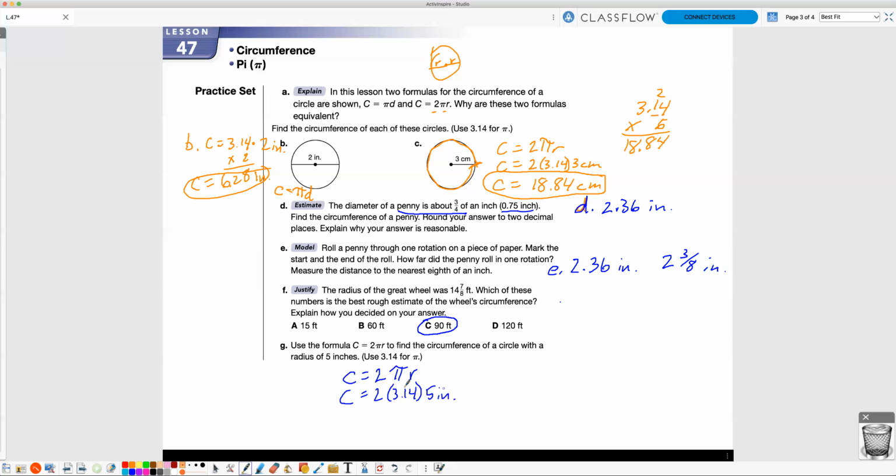I know that 5 times 2 is 10, and if I take 10 times 3 and 14 hundredths, I know that I need to move the decimal 1 place to the right. So I know that the circumference is going to be 31 and 4/10 inches from mental math. I just did that mentally based on our previous lesson.